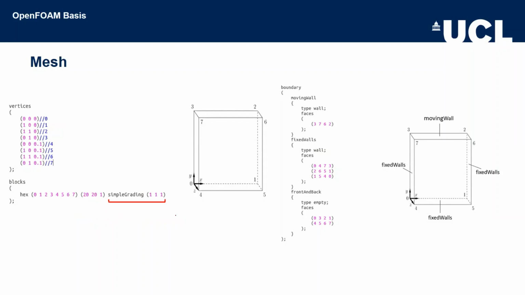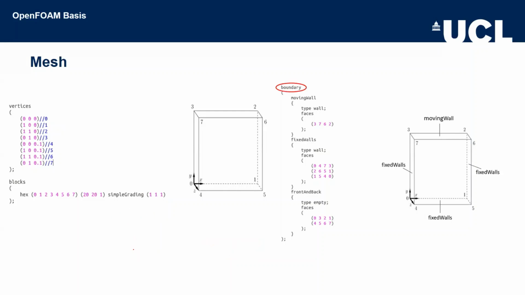And the simpleGrading brackets here mean the sizes of the cells we just defined are uniform in all x, y, z directions. Changing the value here can gradually increase the size of the cells along the direction. For example, if we change it to (5 1 1), this means that the last cell, X19, is 5 times larger than the first cell, X0, along the x direction.